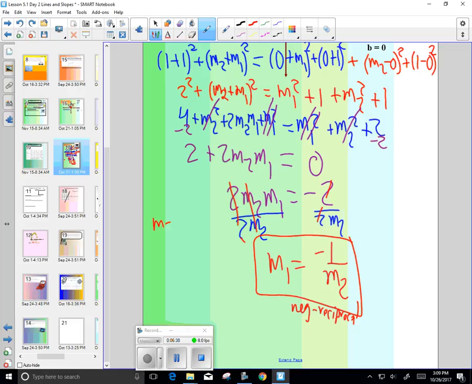So if your slope is equal to 2/3, the parallel slope is 2/3, but the perpendicular slope is negative 1 over 2/3, or as most people would write it, negative 3/2. And that's how you derive the formula for perpendicular lines and their slopes.